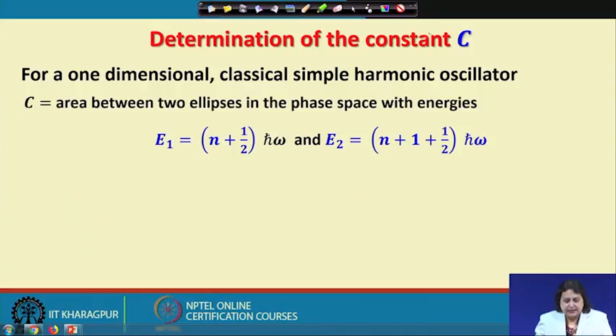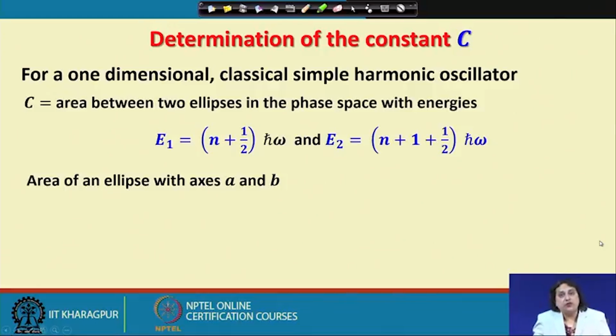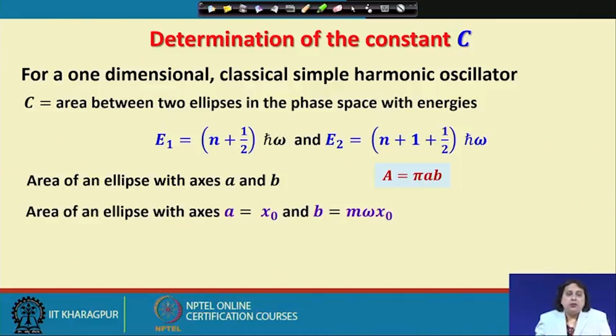In order to understand this, what we do is we go back to our preliminary knowledge of coordinate geometry and say that if I have an ellipse with axes A and B, what is the area of that ellipse? That is given by pi into A into B. Now, if I have an ellipse with A equal to x naught and B equal to m omega x naught, then what is its area? Obviously, I put the values of A and B, I get pi m omega x naught square.